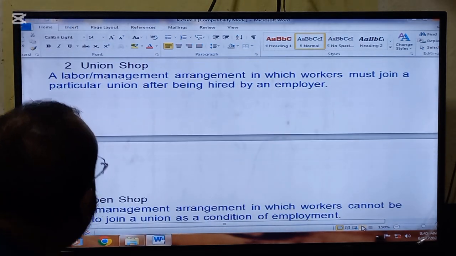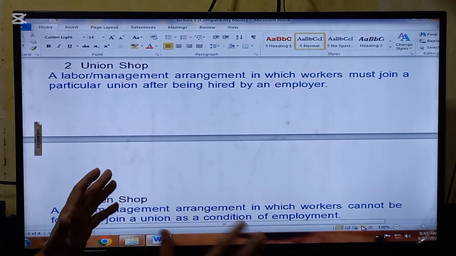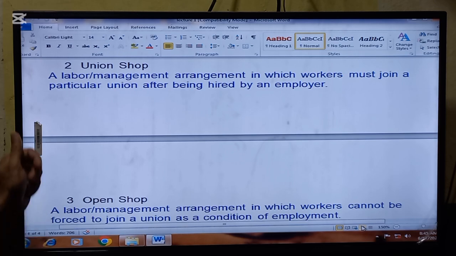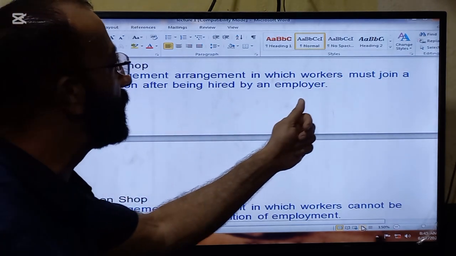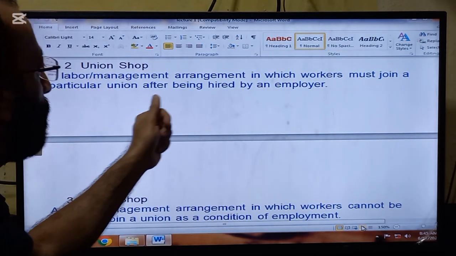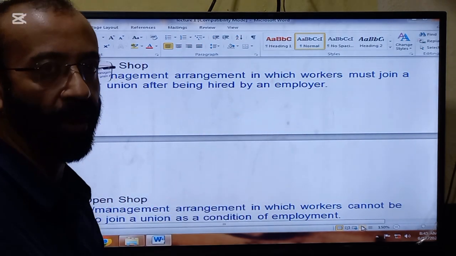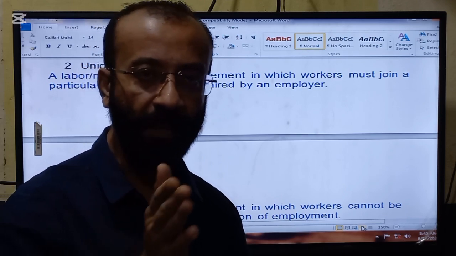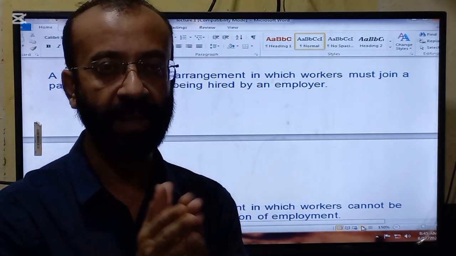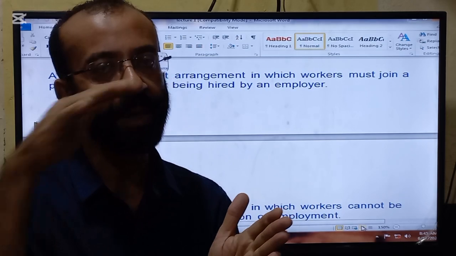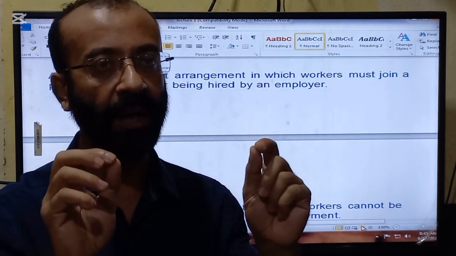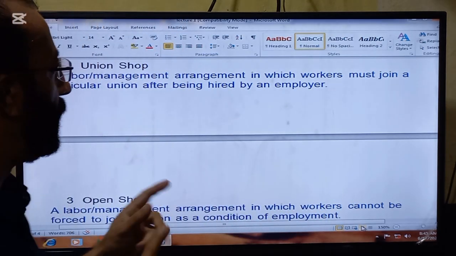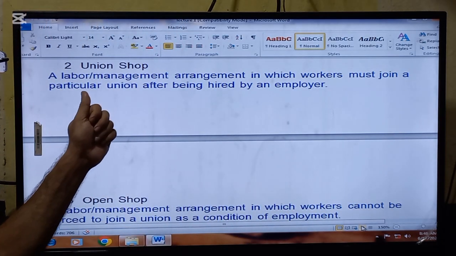The next type of relationship between labor and management is called the union shop. A labor management arrangement in which workers must join a particular union after being hired by an employer. First, a job is offered and the person gets employed, but after that he is required to join a particular trade union. This kind of labor management relationship is called a union shop.